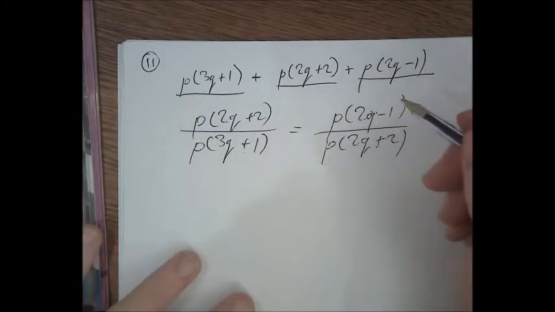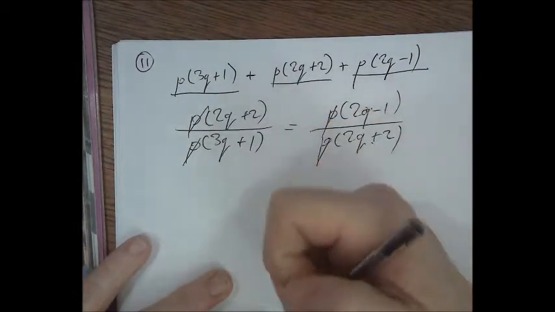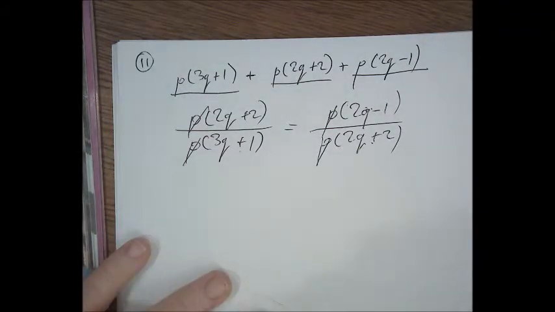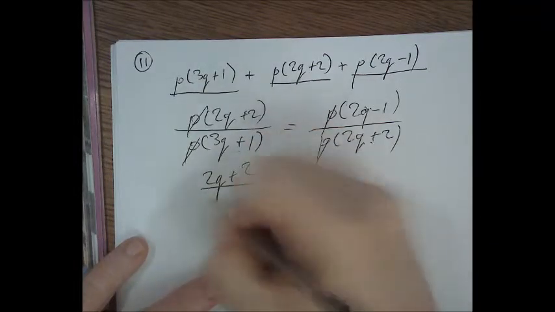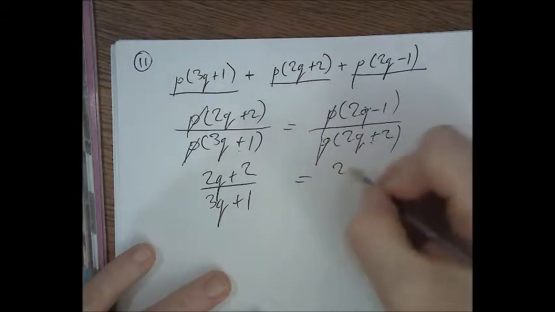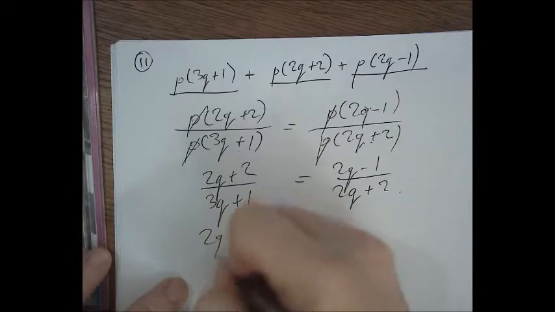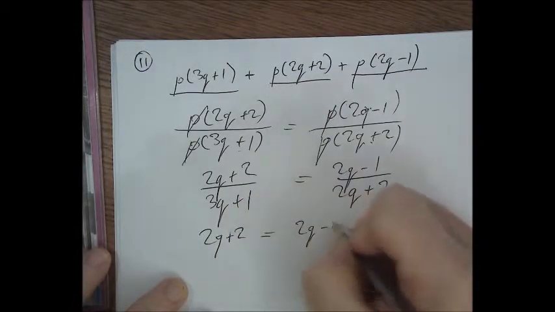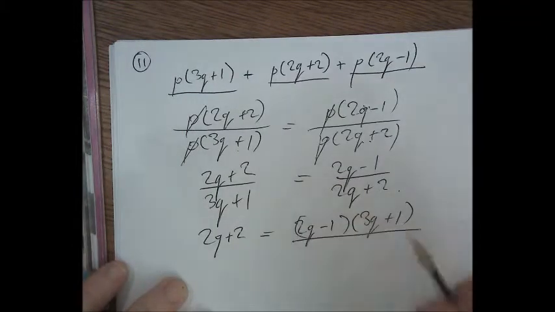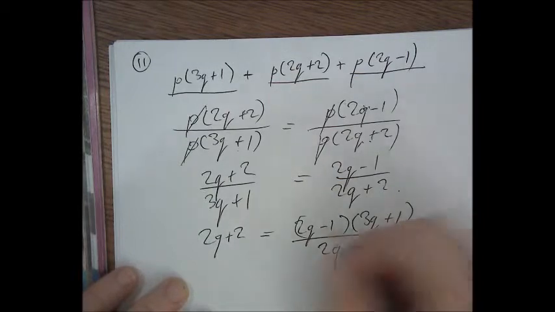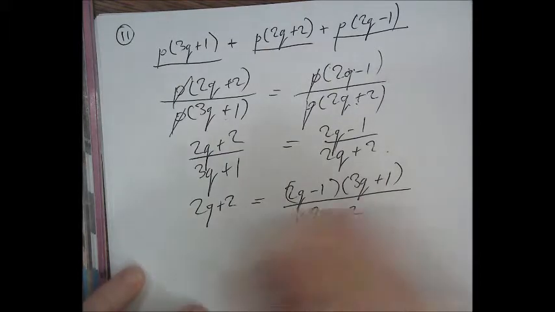Okay, so this is now algebra skills. That's just a cancellation of a fraction on the left and a cancellation of the fraction on the right. So we get (2Q+2)/(3Q+1) equals (2Q-1)/(2Q+2). I'm going to times both sides by 3Q+1. You pretend that you're timesing by (3Q+1) over 1, so the 3Q+1 hits the top and the 1 hits the bottom, thereby leaving it unaffected. And now times both sides by 2Q+2.